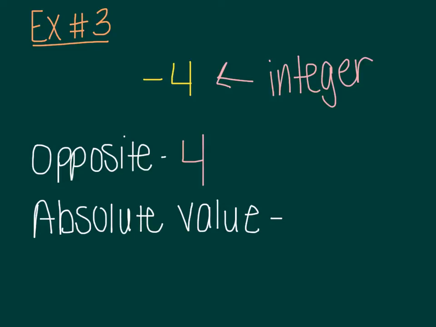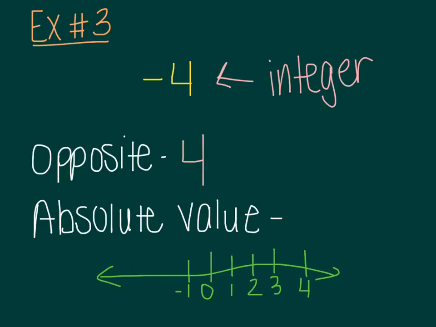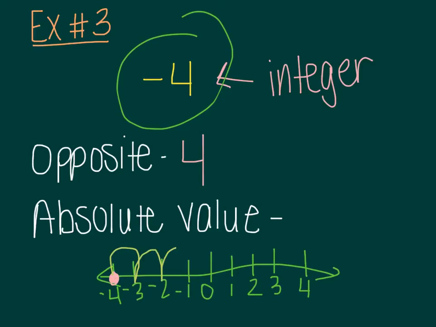Now, if you really need to, you can draw out a number line. Mine is a little bit crooked. And put your numbers on there. So I went up to +4 and -4. And my integer is -4. So I put my dot there. And then I see how many places it is from 0. So 1, 2, 3, 4 places.